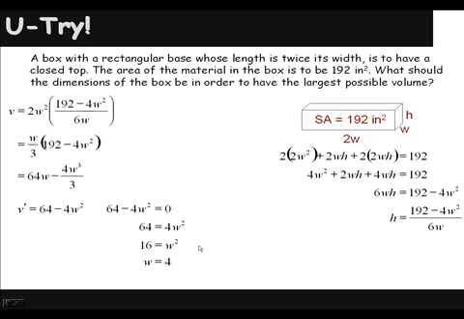And let's go ahead and look at the second derivative. The second derivative will be negative 8w. When w is 4, that will be a negative value, which means we're concave down, which means we're looking at a maximum at the point where w is 4. And that's what we're trying to do. We're trying to find the largest possible volume.